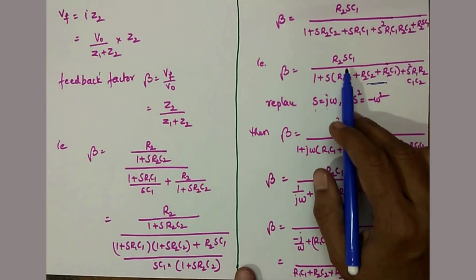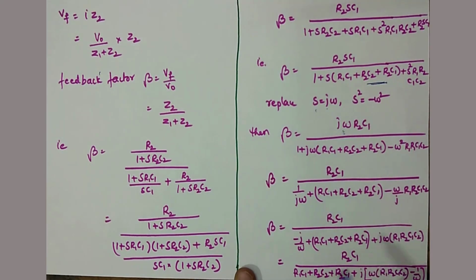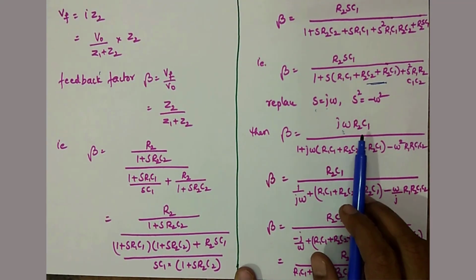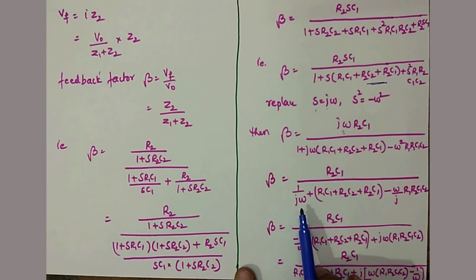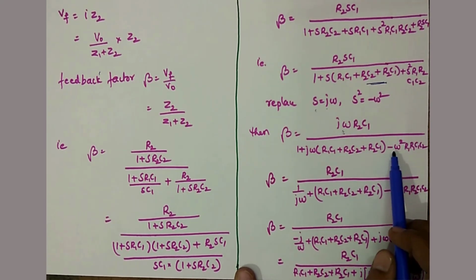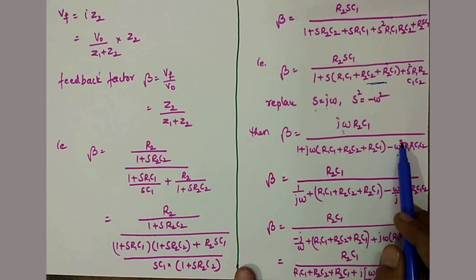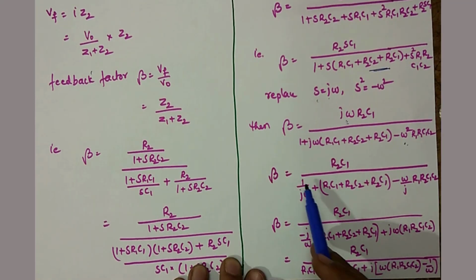Instead of doing it here, you can do it here only. Here, divide the numerator and denominator with j omega. So the numerator becomes R2C1. The denominator's first term is 1 by j omega. j omega by j omega is 1. So it is R1C1 plus R2C2 plus R2C1. Now if you divide with j omega, omega gets cancelled. You will get minus omega square into R1 R2 C1 C2 divided by j omega, and j by j means two j's, j square is minus 1. So it is minus j by omega.